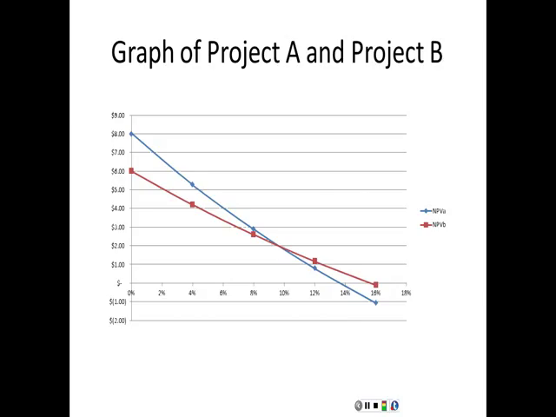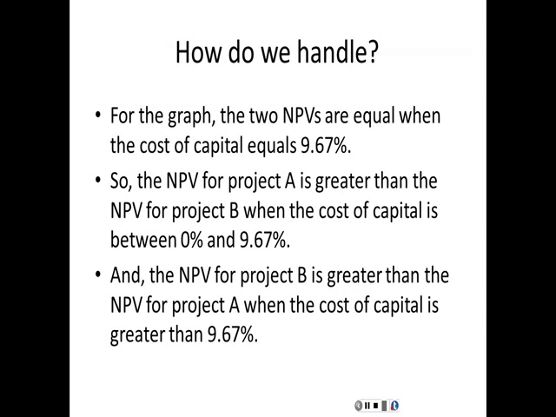And if we sort of summarize our profile, you can tell that project A dominates early on for low cost of capital. Then there's a crossover point there, somewhere between 8 and 10%. Looks like really between 9 and 10%, where we switch from A to B. And then B dominates A all the way up until its internal rate of return. Hit pause if you need to look at this for a few minutes. Well, I'm going to sort of give you this number. For the graph, the 2 NPVs are equal and the cost of capital equals 9.67%.